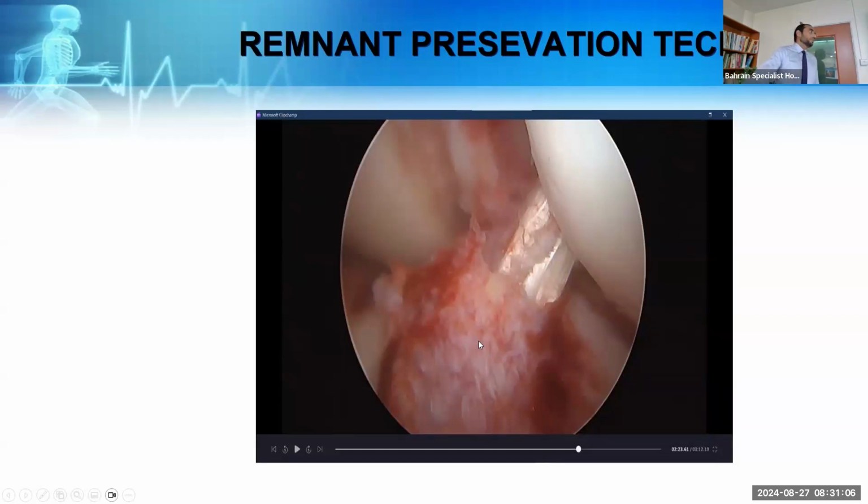So the advantage of preserving the remnant is it contains a lot of proprioceptive receptors. So preserving this remnant can give a very good proprioceptive feedback to the reconstructed ACL. And it has been proven that the chances of re-injury are less when the remnant is preserved as compared to cleaning the remnant. So this is a relatively newer concept.